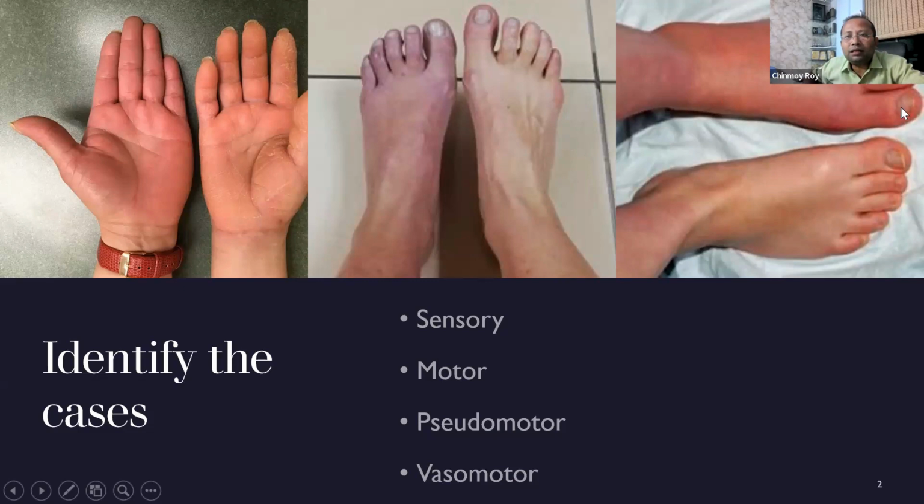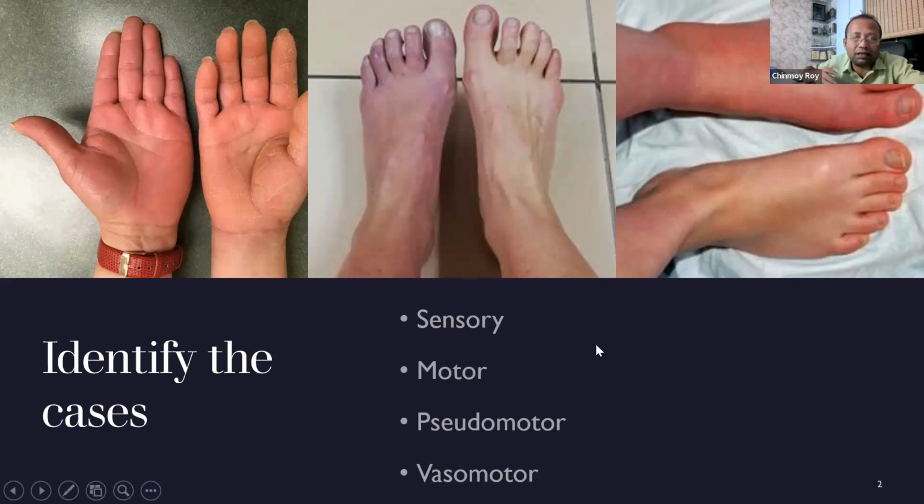So if this type of patient comes to you, most of the time these patients come with a typical burning pain, and they will not even allow you to touch. Extremities are mainly affected, though there are cases where other areas are also affected, but the commonest presentation is in the extremities, either the hand or the foot.